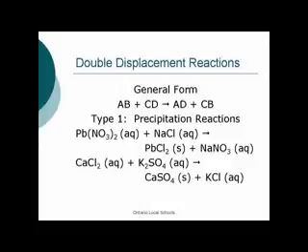So our first one is lead(II) nitrate aqueous added to sodium chloride aqueous, which forms lead(II) chloride solid, which is the precipitate, and sodium nitrate aqueous. The second reaction, we have calcium chloride aqueous being added to aqueous potassium sulfate. It forms solid calcium sulfate, that's the precipitate, and potassium chloride. Now at this point you want to go ahead and pause the podcast and balance these equations, and when you resume you can check to see how your answers look.